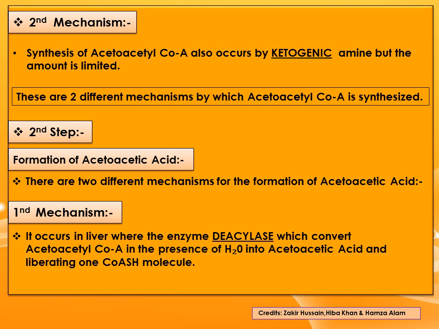Now the next step is related with the formation of acetoacetic acid. Again, acetoacetic acid is formed by two mechanisms. In the liver, there is an enzyme deacylase which converts acetoacetyl CoA, in the presence of water, into acetoacetic acid, liberating one CoASH molecule.